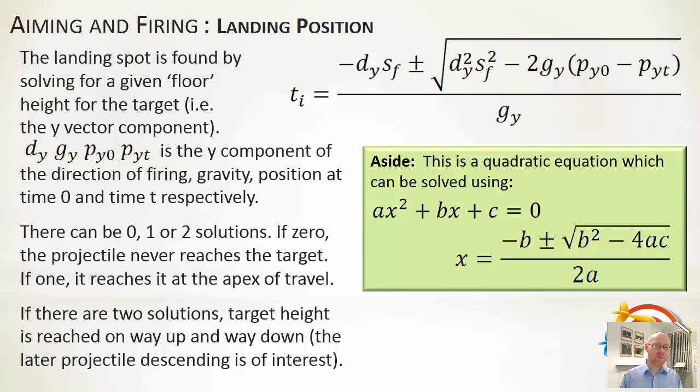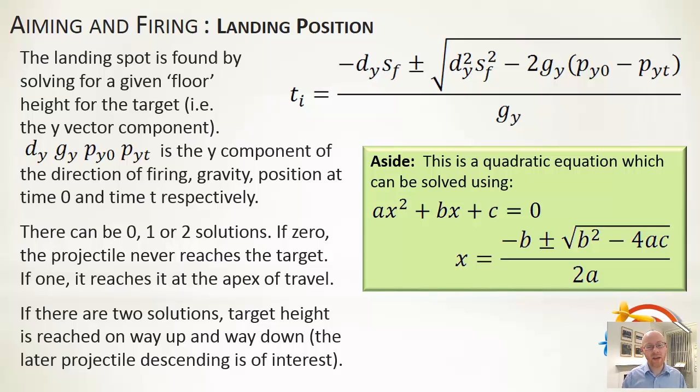The equation on the previous slide is a quadratic equation. And the general form of any quadratic equation is ax squared plus bx plus c is equal to 0. So we have a quadratic term, in our case time, t, is the thing we're interested in. Any quadratic equation can be solved as shown in the box. So if we work out minus b plus or minus the square root of b squared minus 4ac, over 2a, that will give us the solution.